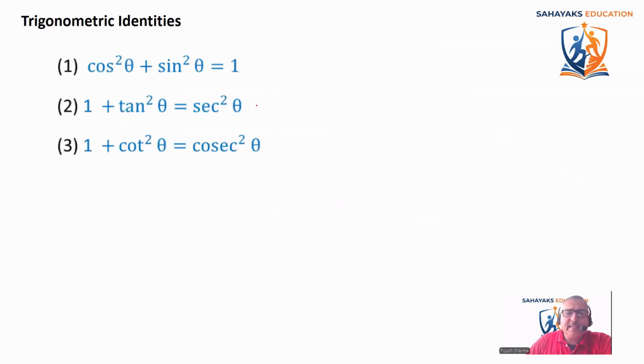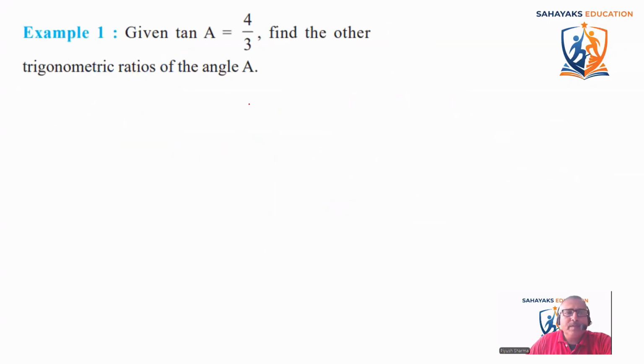So these are the three identities which we have to remember. Okay, good. Now we have to come to questions. The questions which are given in examples from the NCERT book, let's cover each and every question from the book. Now it says tan A is equal to 4 by 3. Find the other trigonometric ratios.